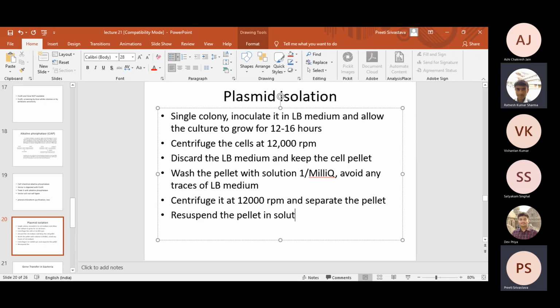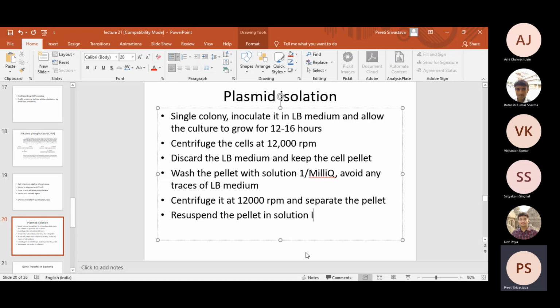Ma'am, for growing bacteria, we need sodium chloride. So say it again. I'm saying for growing bacteria in Luria broth, we need sodium chloride. Yes, Luria broth has sodium chloride. So bacteria uses sodium chloride for growth. Yes, bacteria use many things.